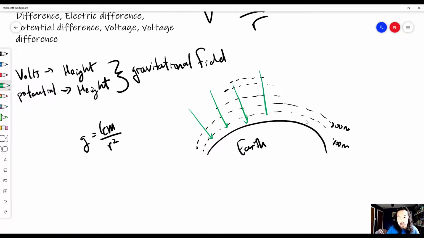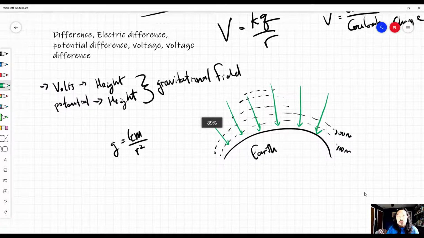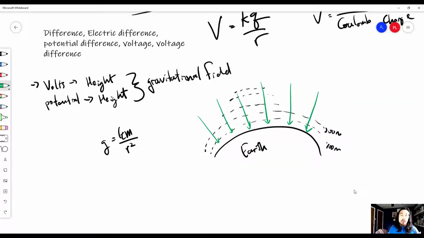We drew the gravitational field like so. So what this means is if we have an object at a certain height, the gravitational field will accelerate that object towards the Earth. And of course, vice versa, Newton's third law. Now, this is important to know because I am here telling you that volts is a lot like height. Okay? So the further away that we go from the Earth, the height increases.